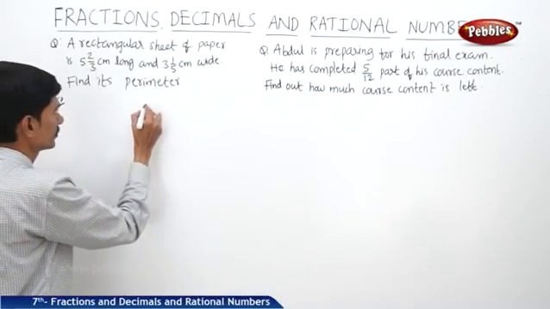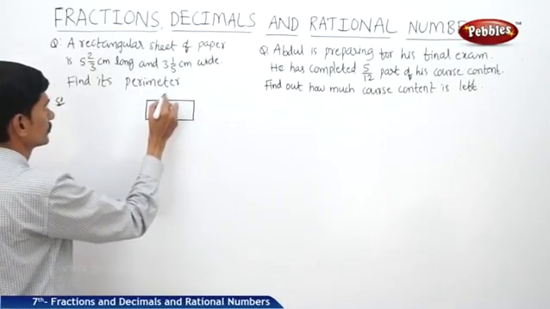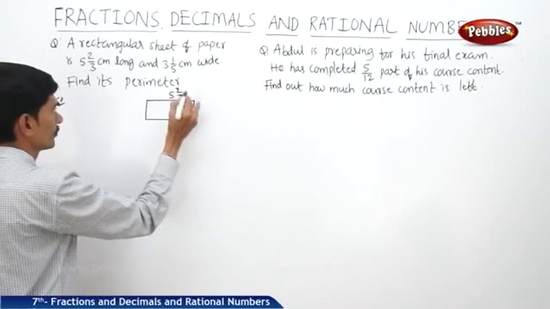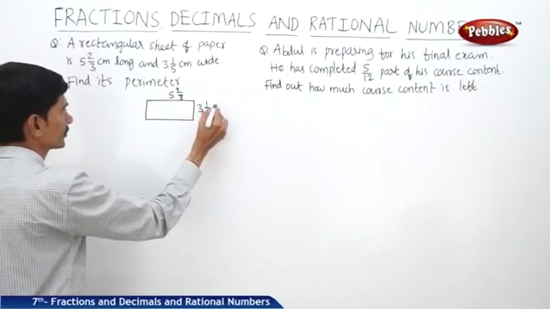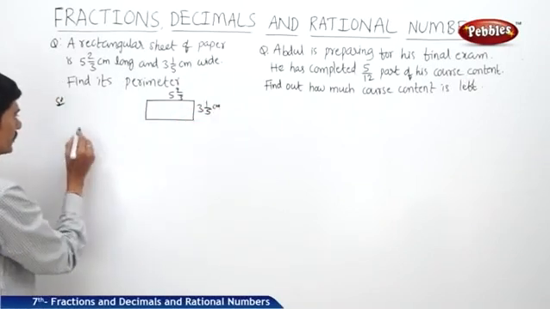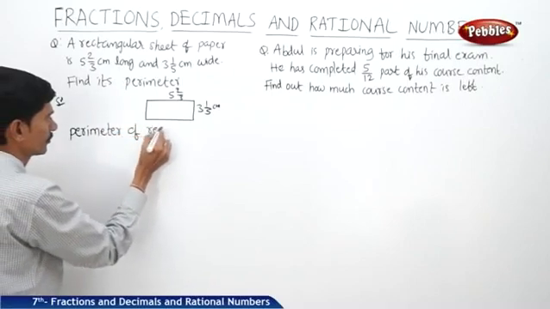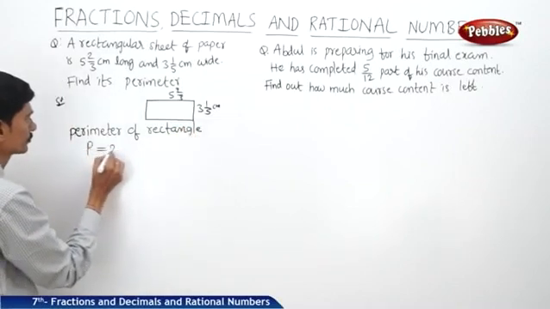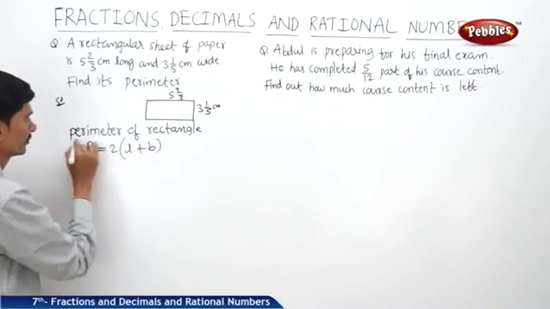Now there is a rectangular sheet whose length is 5 2 by 3 centimeters and breadth 3 1 by 5 centimeters. Now its perimeter, of rectangle, P equals 2 of length plus breadth.